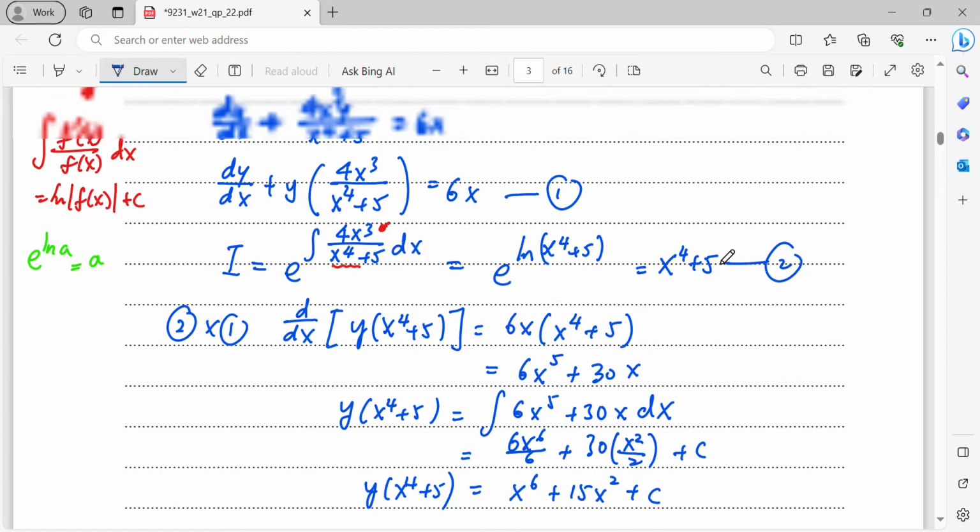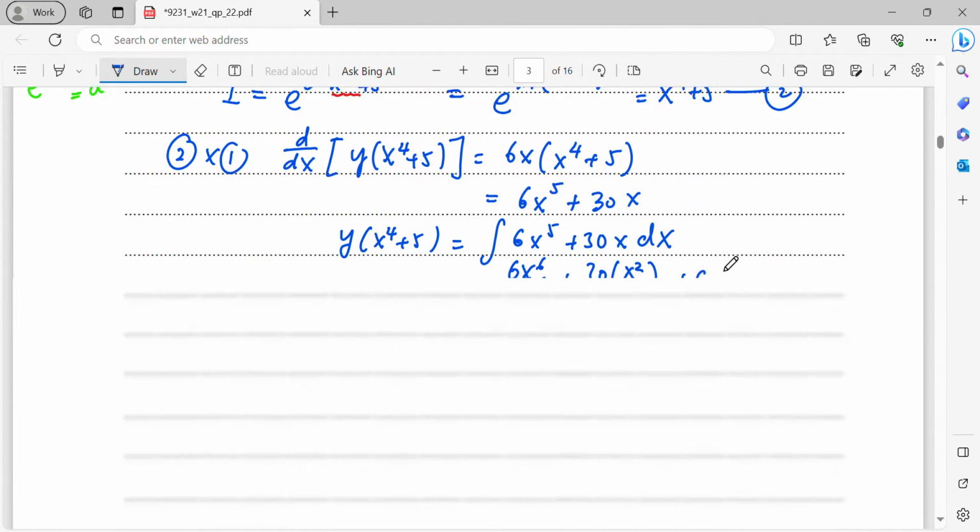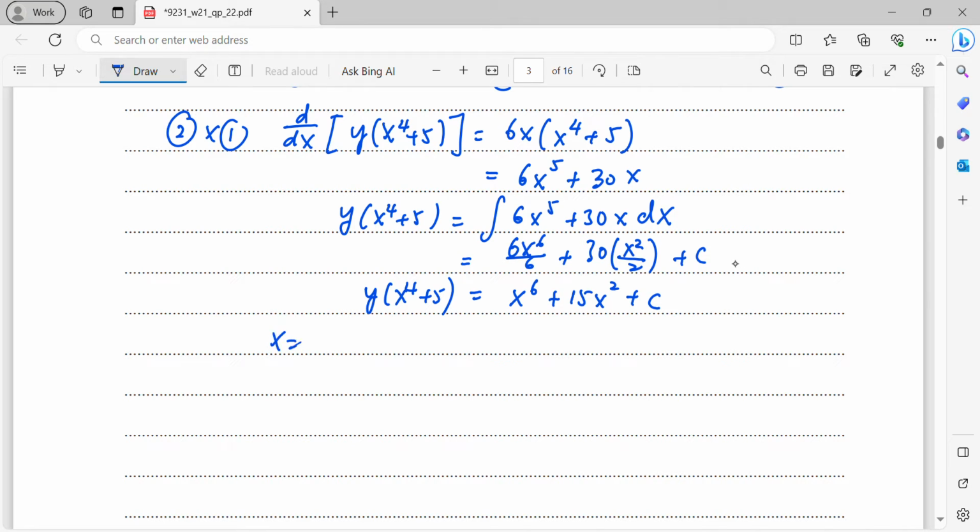Now to get the c, we need to replace the x and y values. So x is 1, y is 1. Therefore, for the left hand side, I will get 1 times (1 to the power 4 plus 5), which is 6. For the right hand side, whenever you see x with any power, it will always be 1. So 1 plus 15 plus c. That means 6 is 16 plus c, which means c is basically negative 10.